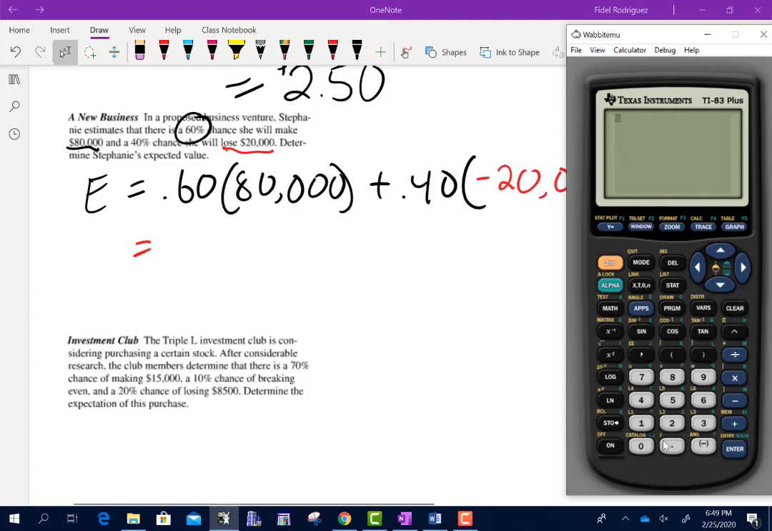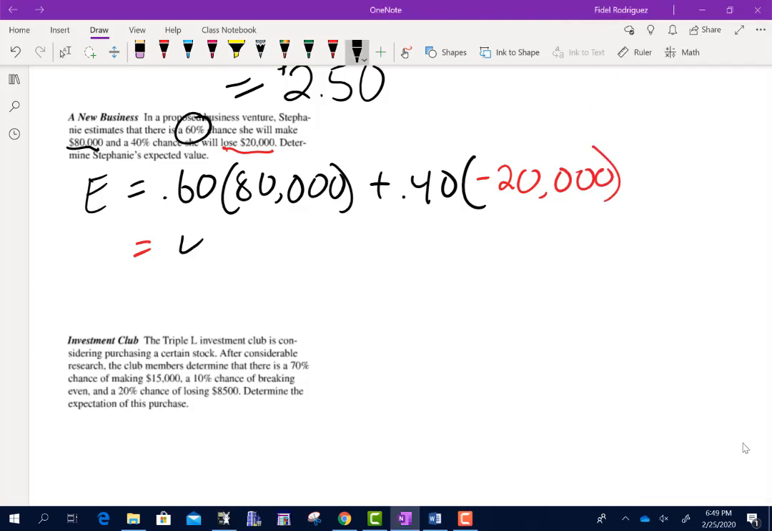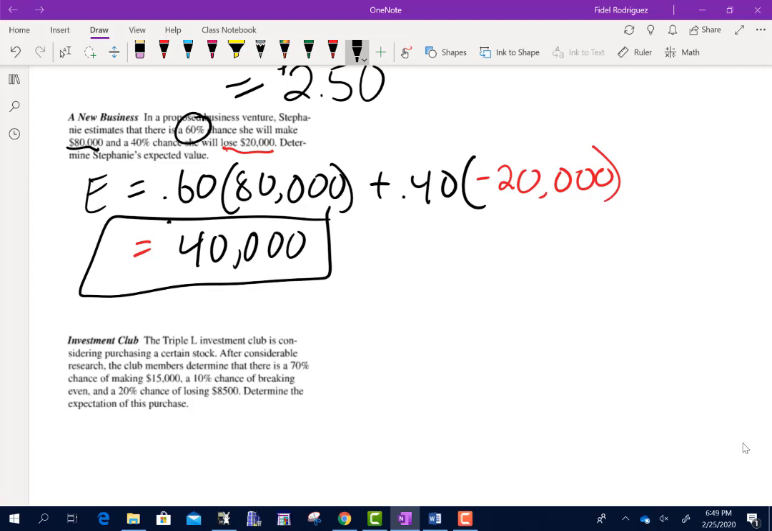All right, let's see. 0.60 times 80,000 plus 0.40 times negative 20,000. And we're coming up with an expected value of $40,000.